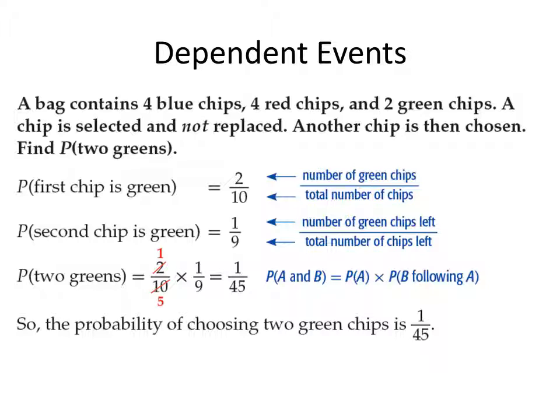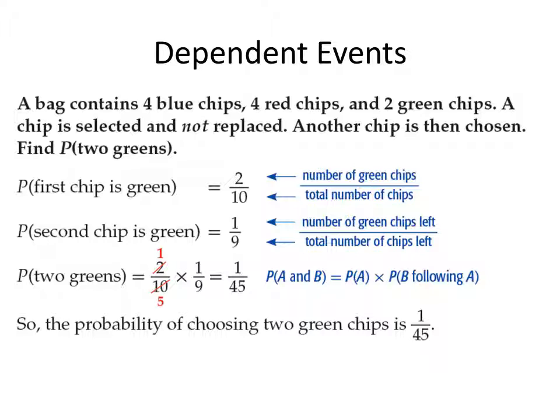On the first draw, there are 2 green chips, which would be considered successes. Either one is considered a success. So there are 2 successful outcomes and 10 total chips, so the probability that the first chip is green is 2 over 10. We don't replace that green chip, so the second time we draw, there are only 9 chips left and only 1 green chip left. So the probability of getting a green chip on the second draw is 1 over 9.